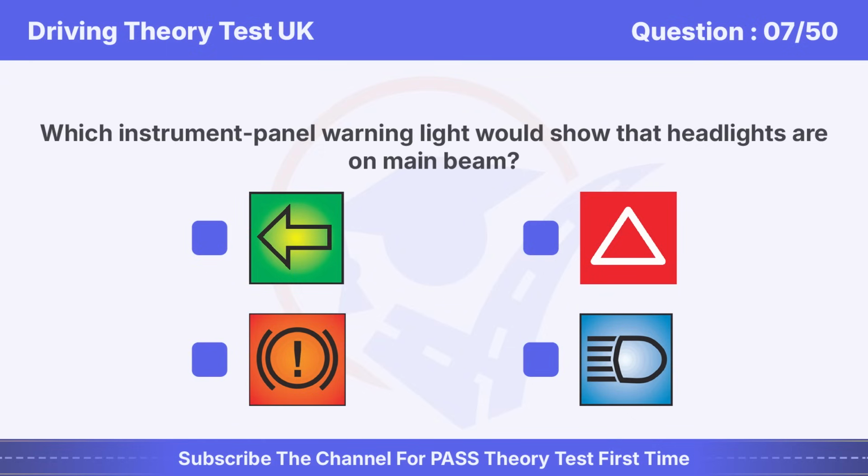Question 7. Which instrument panel warning light would show that headlights are on main beam?